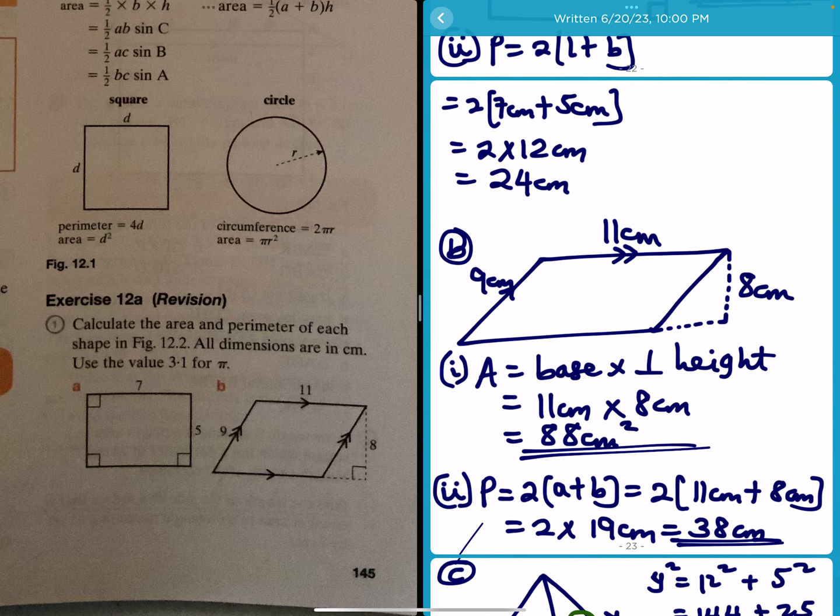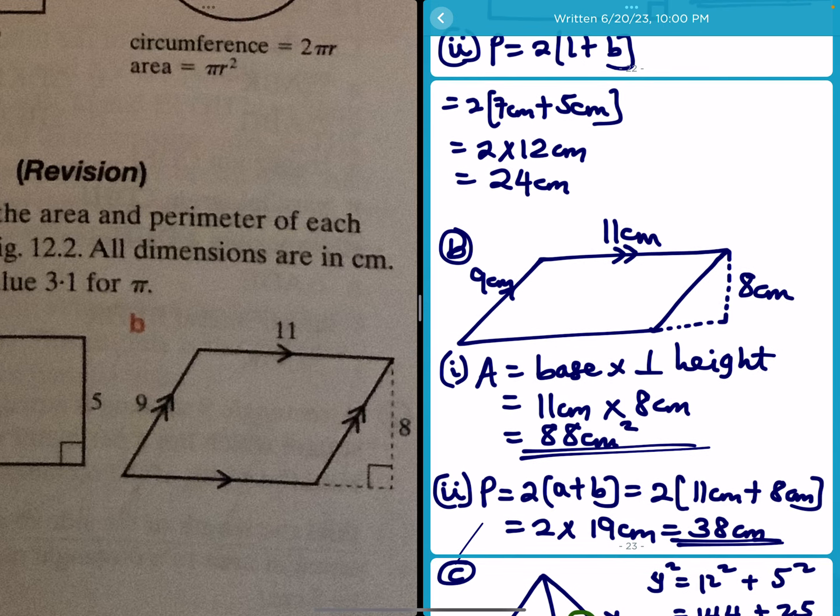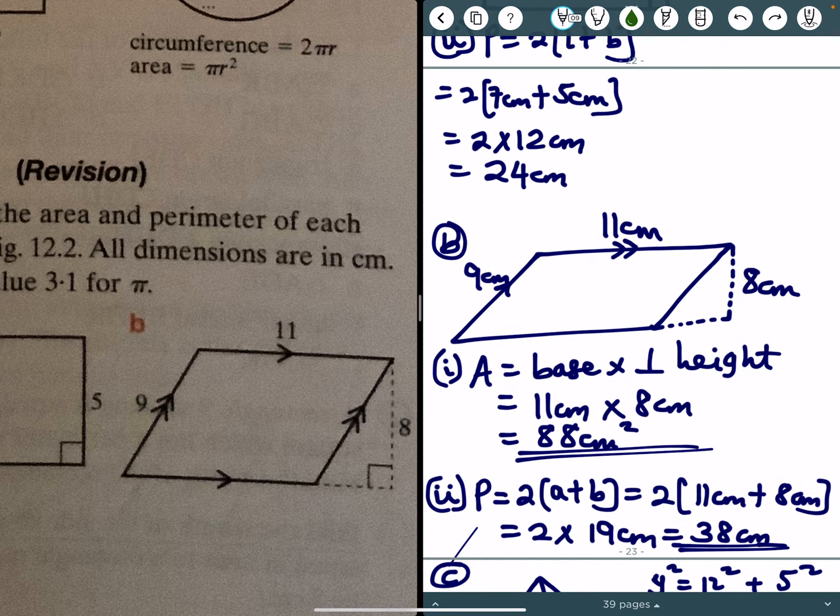In question B is a parallelogram. The area of a parallelogram is its base times its perpendicular height. In this question, the 11 written on the top part of the shape also means this side is 11.